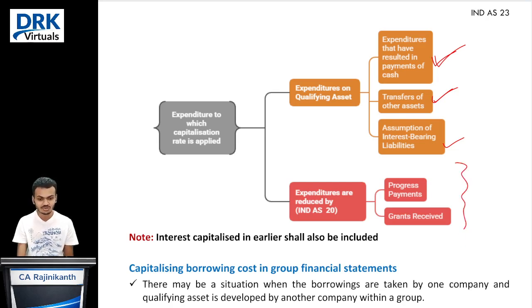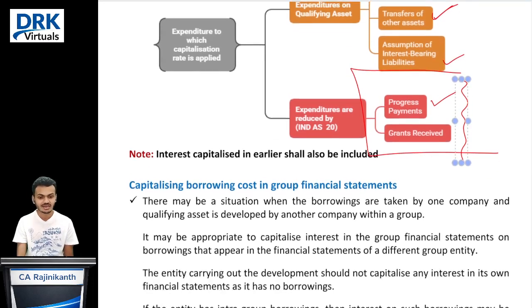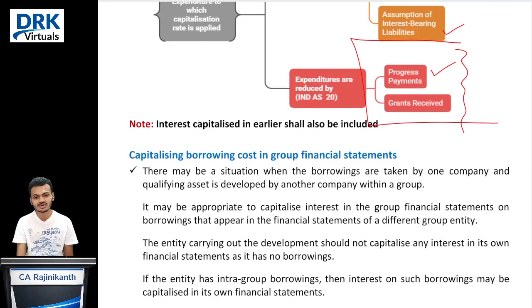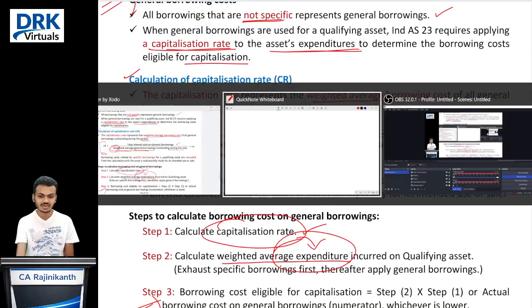And these two we should reduce from the expense. What are they? Any progress payments if we receive, reduce it. Grants, any we receive, those grants also reduce. Clear? So let's discuss with the numbers so that we can get good clarity.